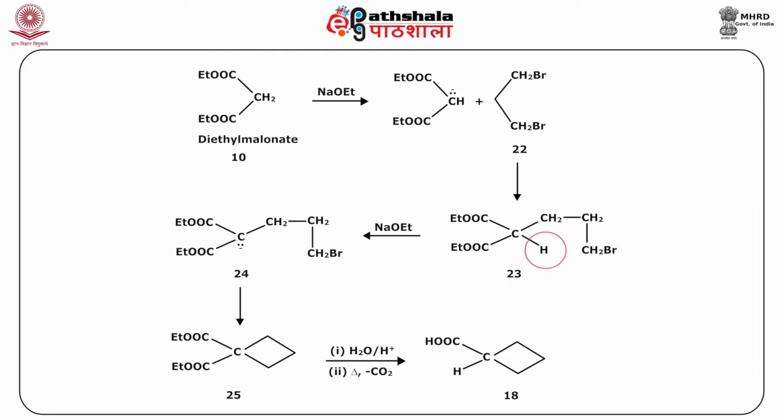In step 3, the base sodium ethoxide abstracts a proton from the compound 23 to generate a carbanion 24, which undergoes intramolecular cyclization to afford the cyclobutane derivative 25. The hydrolysis and subsequent decarboxylation of 25 gives the target molecule 18.